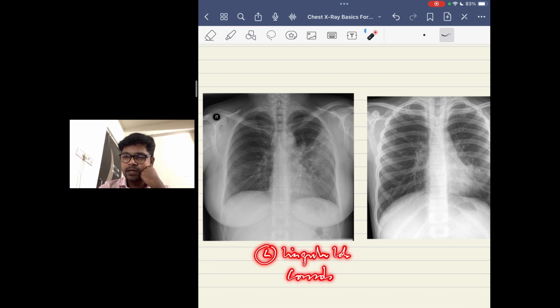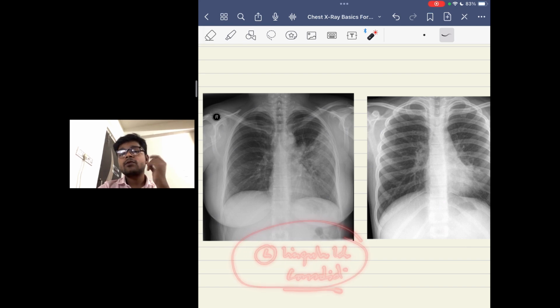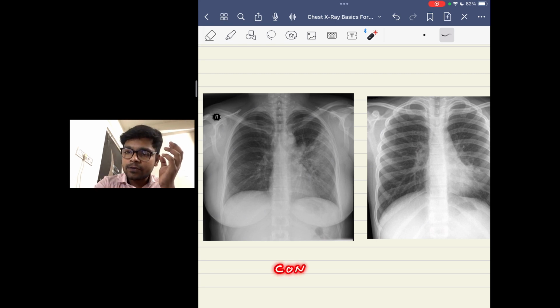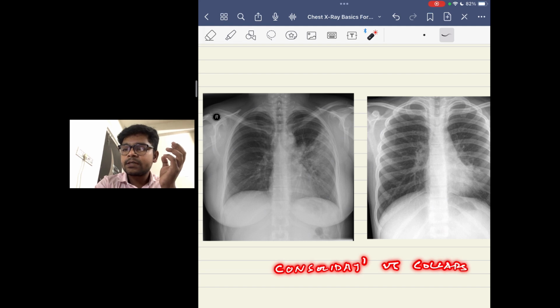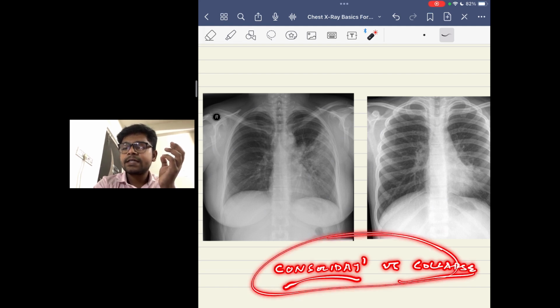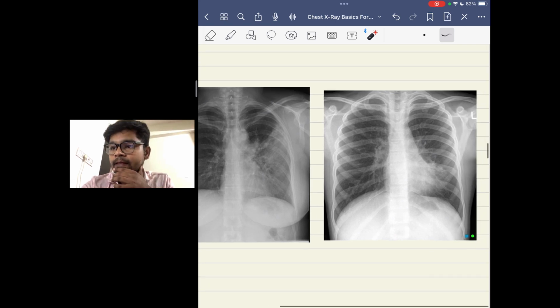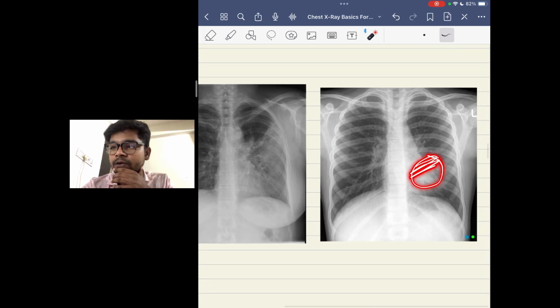consolidation. Why consolidation? Why not collapse? Because air bronchogram is seen, the trachea is in the midline, angles are clear, there are no signs of volume loss. So these are the findings. Every time you are given a consolidation, the important differential diagnosis of consolidation is collapse. Every time you are given this X-ray, you will be asked whether it is a collapse or consolidation. Right. Now this is also another X-ray obscuring the left heart border.